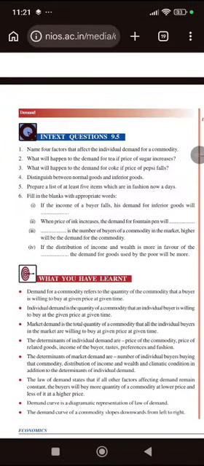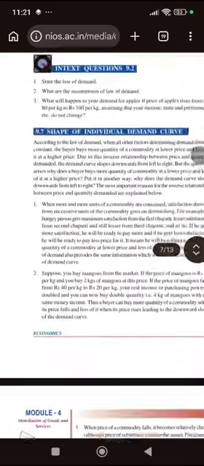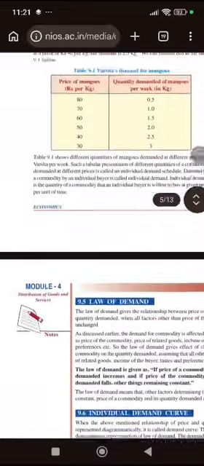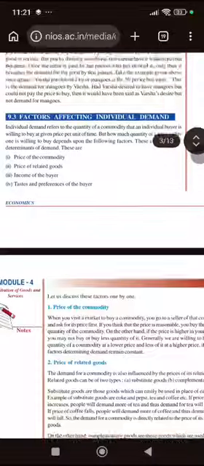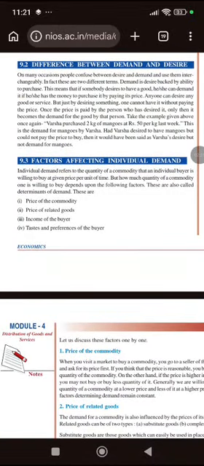So finally, in text questions 9.5, question 1, name 4 factors that affect the individual demand for a commodity. The 4 factors which affect the individual demand for a commodity are 1. Price of the commodity, 2. Price of related goods, 3. Income of the buyer, 4. Tastes and preferences of the buyer. Next question.